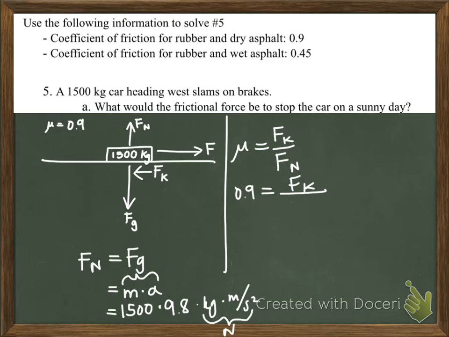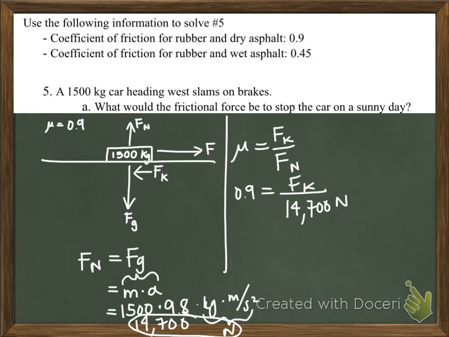And let's see what 1500 times 9.8 is. So 1500 times 9.8 is 14,700 newtons, right? So this is the force, the normal force. Okay, so the normal force, we said it was going to be 14,700 newtons. Remember that mu, the coefficient of friction, is unitless. Okay, so the newtons is not going anywhere.